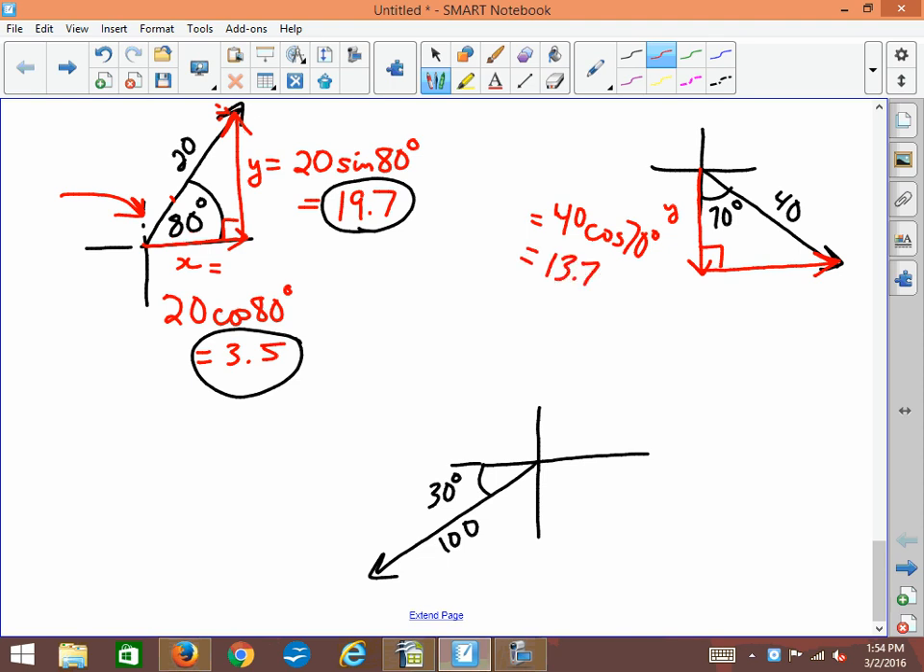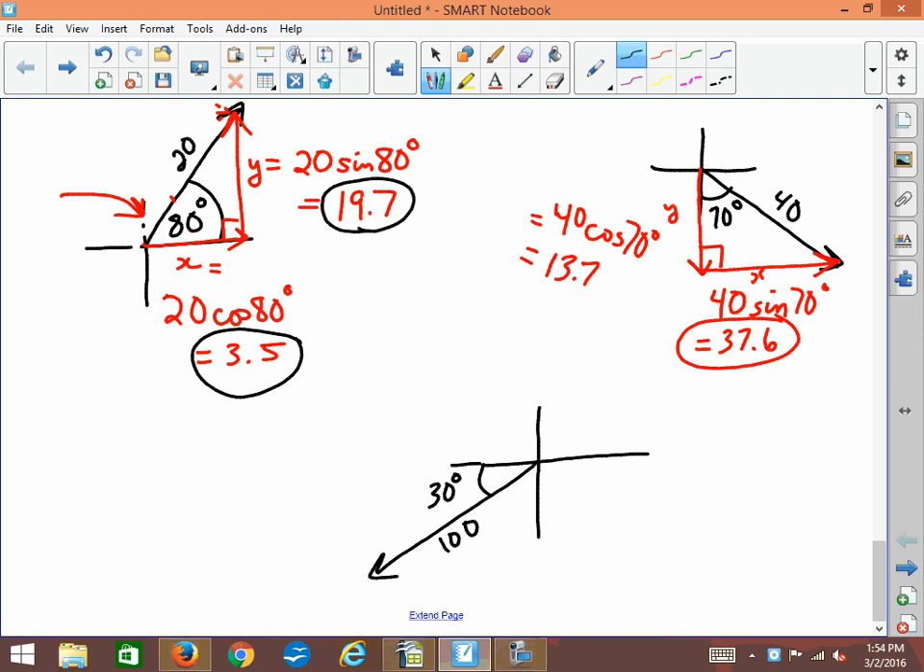And then the other guy, he is opposite the angle, so he's my x. He will be 40 sine 70. And when I figure that out, 70 times sine times 40 is 37.6-ish. So this guy is a little more lefty-righty. But I want you to look carefully at this.